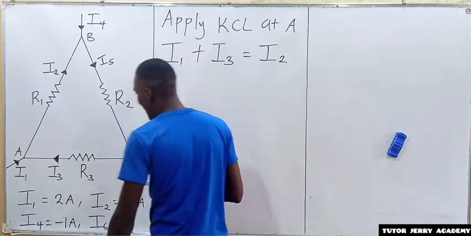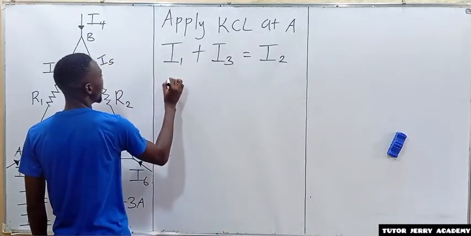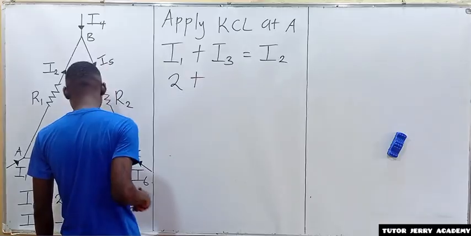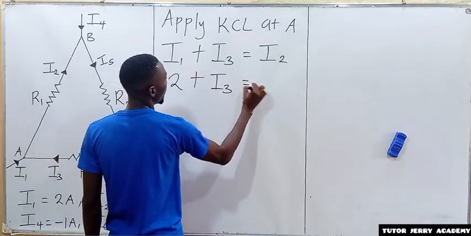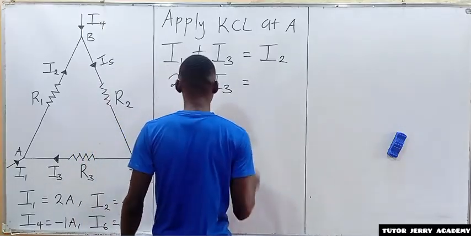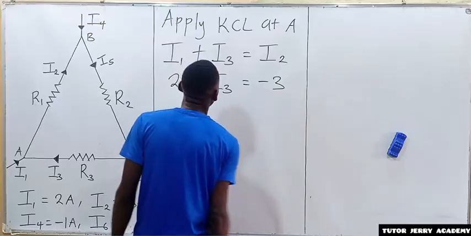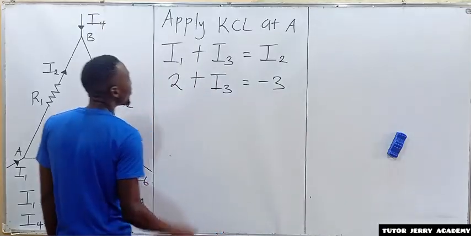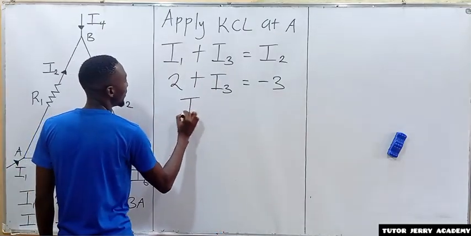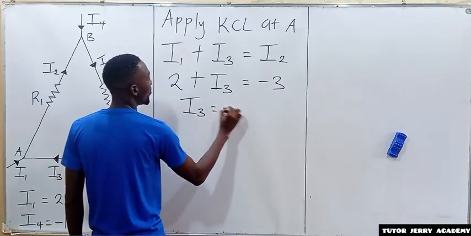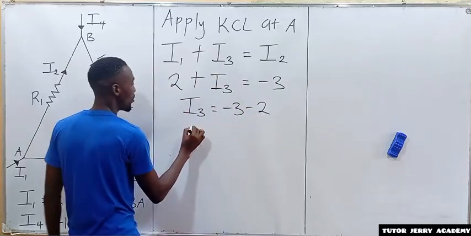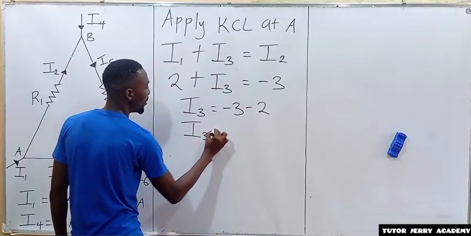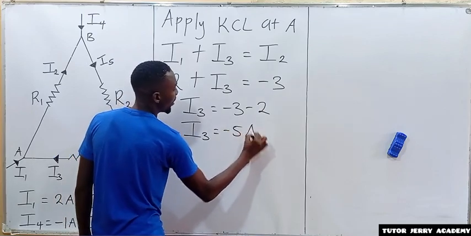What is I1? I1 is 2 ampere. So it shows 2 plus I3. Do we have I3? No, we don't have I3, which is equal to I2. What is I2? I2 is minus 3. So for us to get the value of I3, it equals minus 3. We move this 2 to that side, it becomes minus 2. So I3 will be equal to minus 5 ampere.